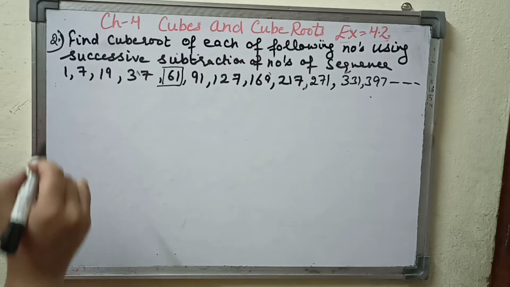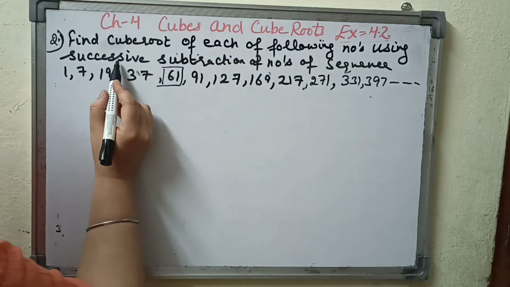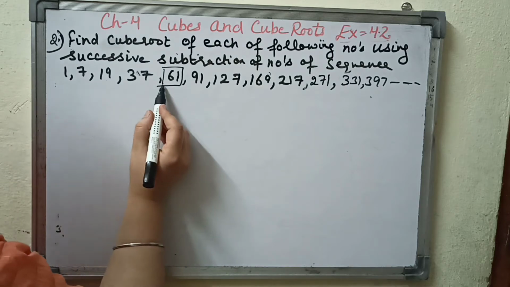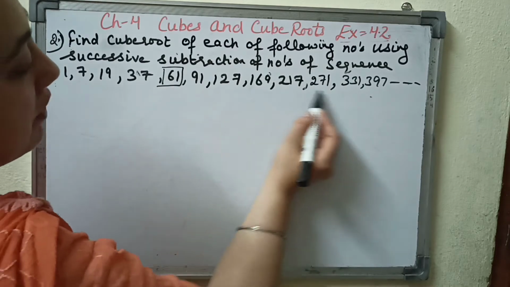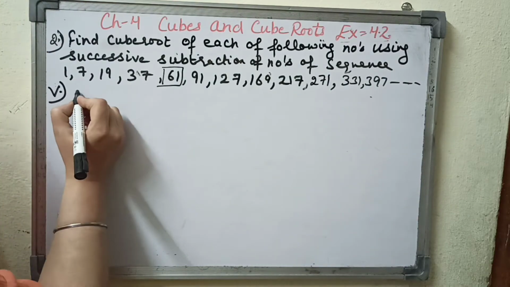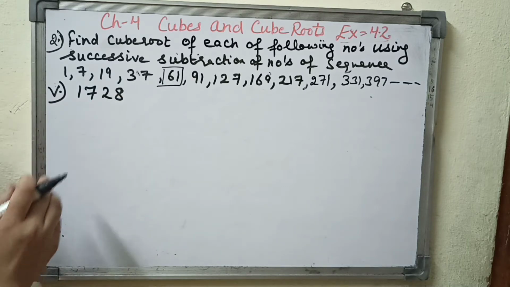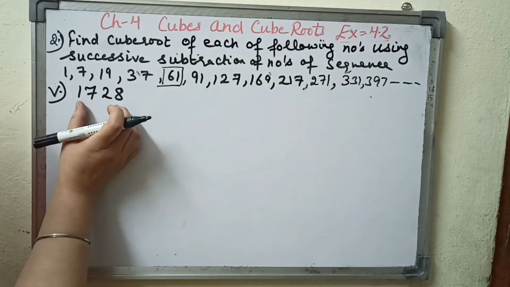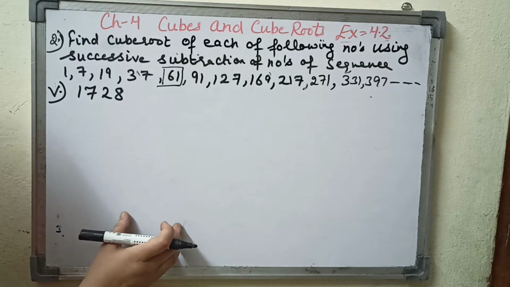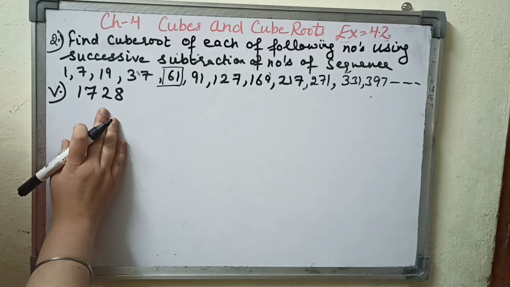Sum number 2 is: find the cube root of each of the following numbers using successive subtraction of the numbers of the sequence 1, 7, 19, 37, 61, 91, 127 and so on. Now this is another method, and I am solving the fifth part of this sum, that is 1728. I will subtract all these numbers from 1728 until we get 0, and the step at which we get 0 is known as its cube root.